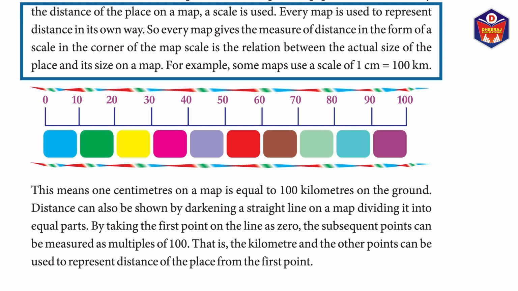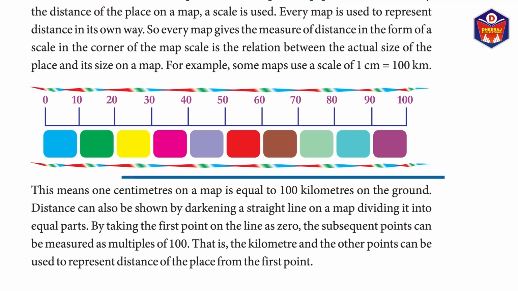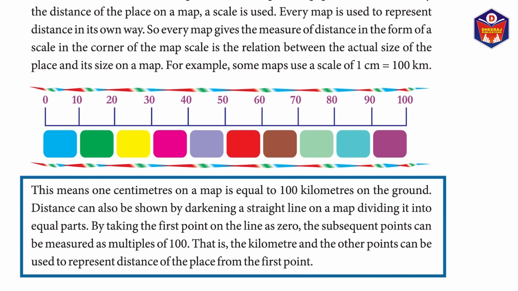In the corner of the map, the scale is the relation between the actual size of the place and its size on a map. For example, some maps use a scale of 1 centimeter is equal to 100 km. This means 1 centimeter on a map is equal to 100 kilometers on the ground.